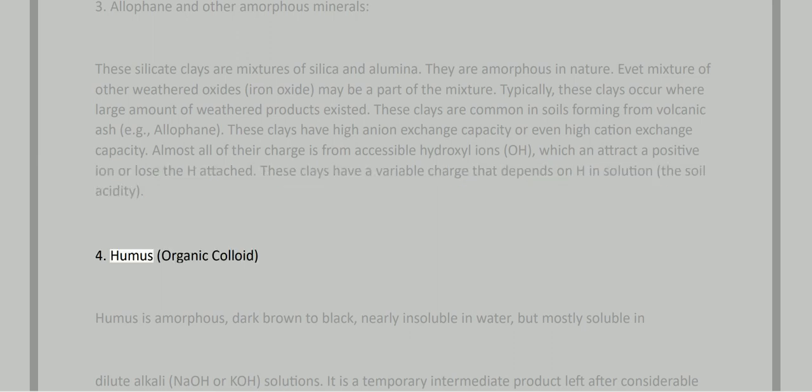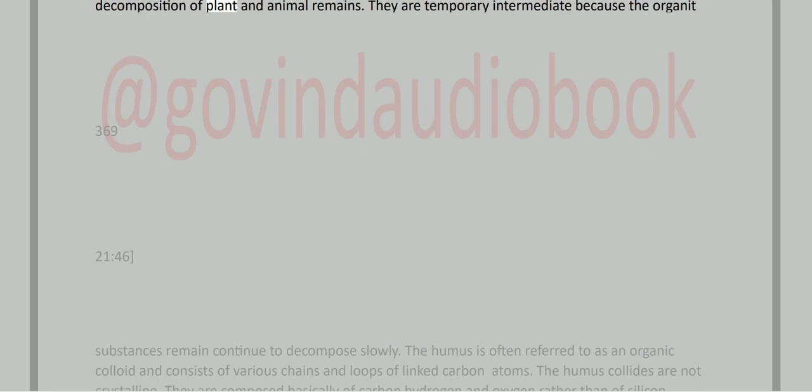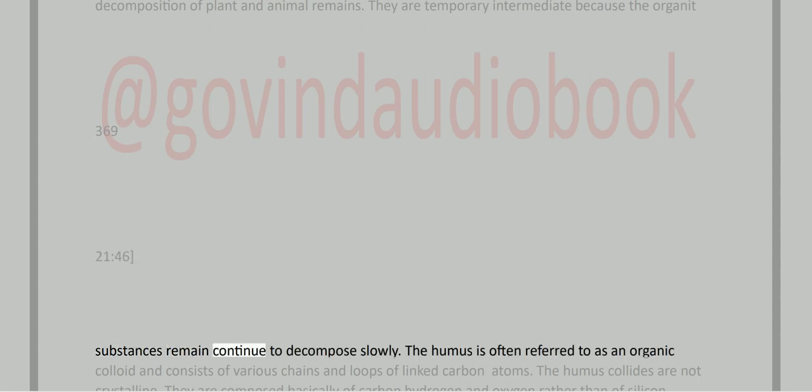4. Humus, organic colloid. Humus is amorphous, dark brown to black, nearly insoluble in water, but mostly soluble in dilute alkali, NaOH or KOH, solutions. It is a temporary intermediate product left after considerable decomposition of plant and animal remains. They are temporary intermediates because the organic substances continue to decompose slowly.